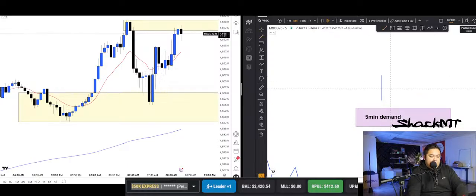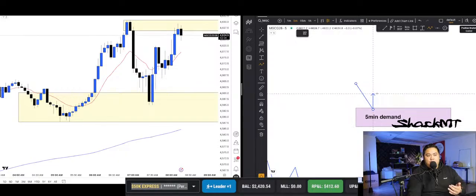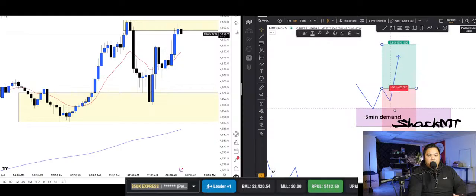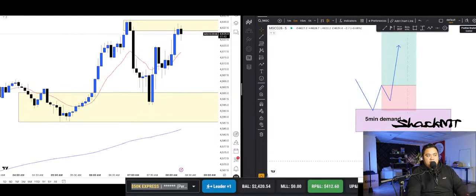Dang it, you can't. Well, if you don't want to take an aggressive entry into this 5-minute demand, what you can do is wait for a 5-minute candle closure. Pretend this is a 5-minute candle closure right here. Okay. Well, you can wait for the 5-minute candle closure to happen. And you could enter in long on the break of the 5-minute candle closure. So let's find an example of that.